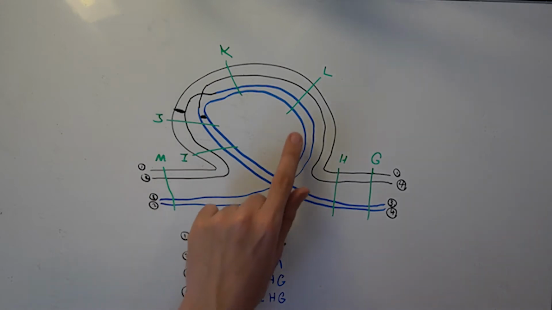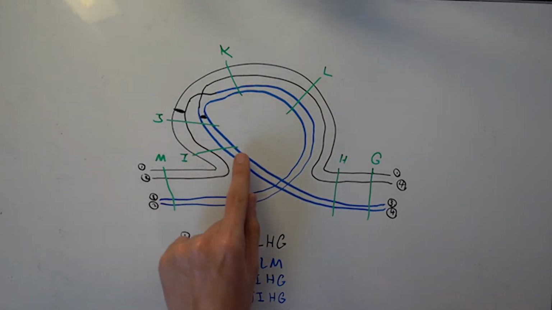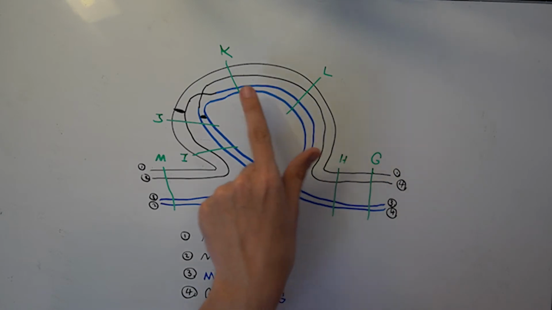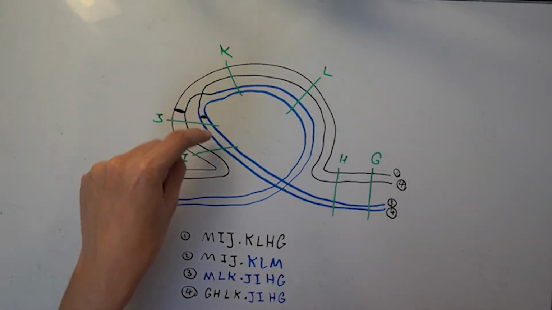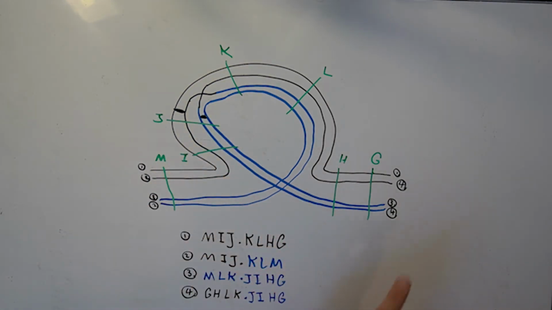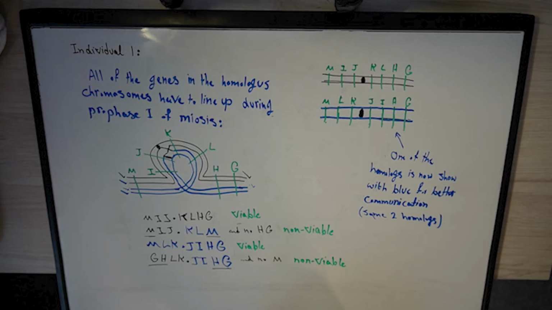The third strand is over here. We have MLK centromere JIHG, and the fourth strand would be right over here, which we have GHLK, and then crossover happens again. We have the centromere JIHG. When crossing over takes place, four different chromatids are formed, two of which are viable and two are not viable.